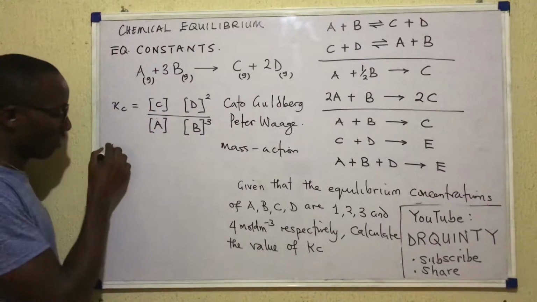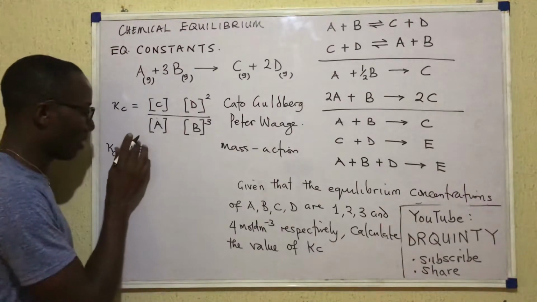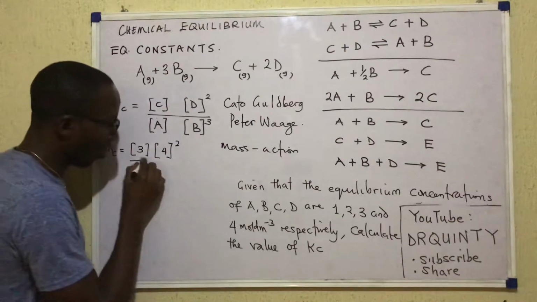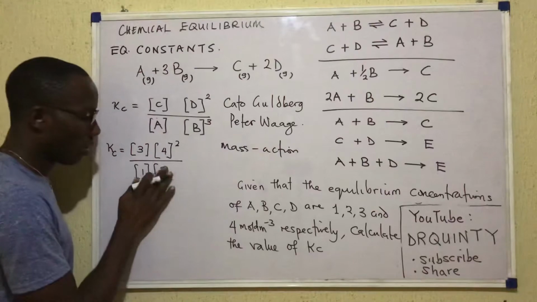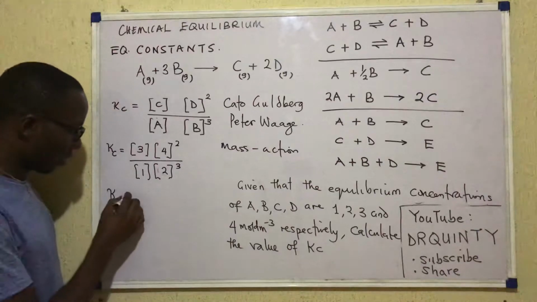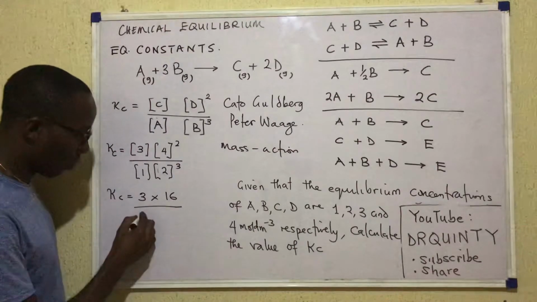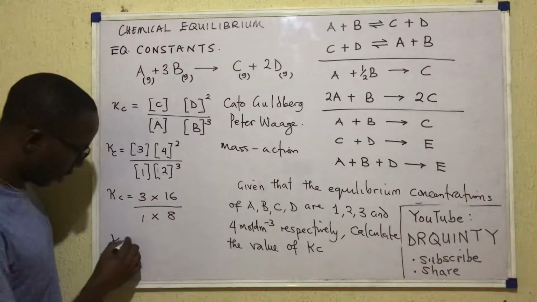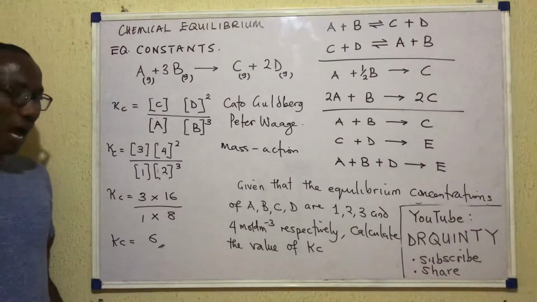So bringing in the values supplied, Kc will be equal to, what's my C? My C is 3. So let's just write 3 there. Then on the other side, I have 4 raised to power 2 over A is 1. And then finally, B is 2, but that 2 would now be raised to the power of 3. So my Kc here becomes 3 times 4 by 4 is 16 over 1 times 2 raised to power 3 is 8. So this Kc becomes 3 by 2, and that is 6. So I have the Kc of this reaction at 6.